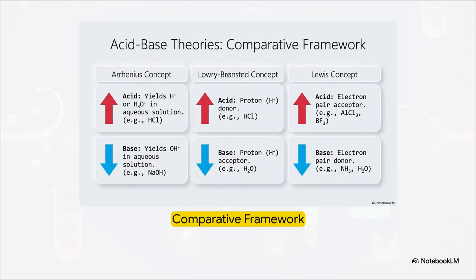So let's look at the framework itself. Arrhenius concept. Acid yields H plus or H3O plus in aqueous solution. Example, HCl. Base yields OH minus in aqueous solution. Example, NaOH. Lowry-Bronsted concept. Acid, proton H plus donor. Example, HCl. Base, proton H plus acceptor. Example, H2O. Lewis concept. Acid, electron pair acceptor. Example, AlCl3, BF3. Base, electron pair donor.